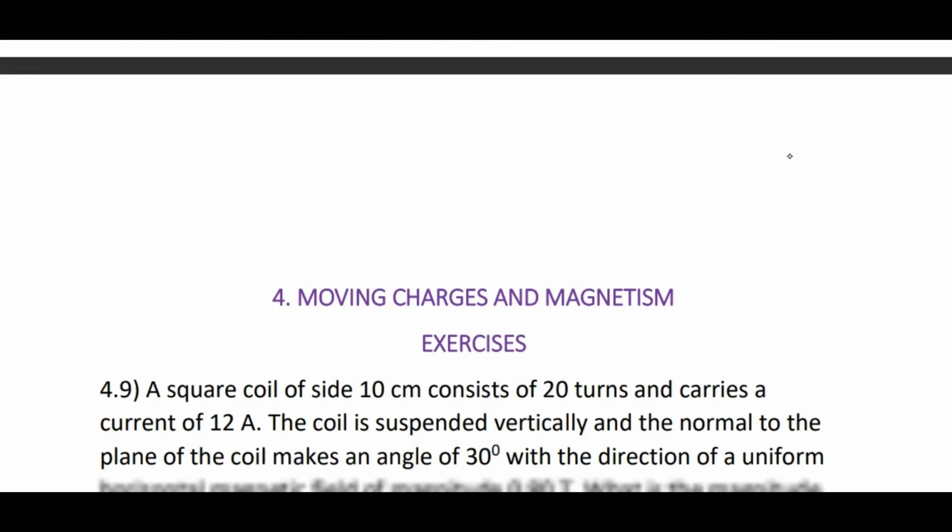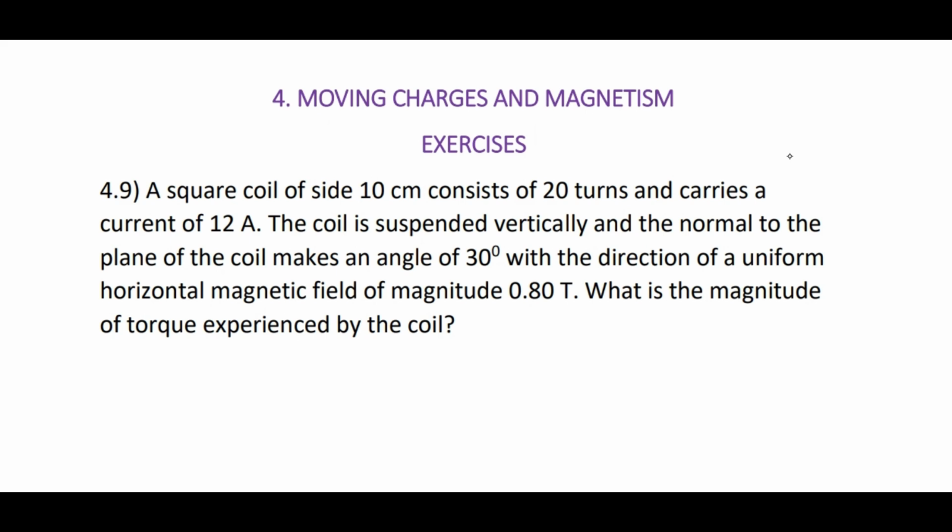Coming to 4.9. A square coil of side 10 cm consists of 20 turns and carries a current of 12 ampere. The coil is suspended vertically and normal to the plane of the coil makes an angle 30 degrees with the direction of uniform horizontal magnetic field of magnitude 0.8 Tesla. What is the magnitude of the torque experienced by the coil?